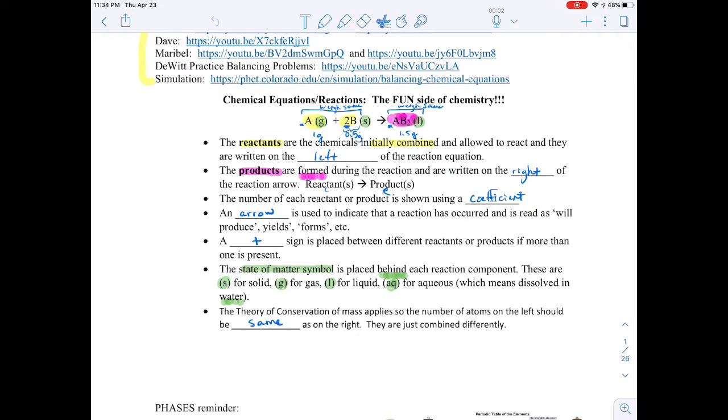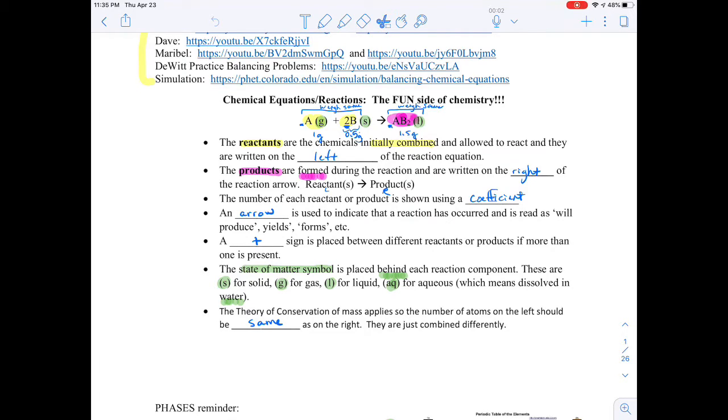The reactants are on the left side, the products are on the right. The arrow means yield. The little numbers that might be in front are coefficients. And we always use plus signs. We don't use minuses in reactions. And we do have phases. S is for solid, G is for gas, L is for liquid, AQ is for aqueous, and that means that it was dissolved in water.